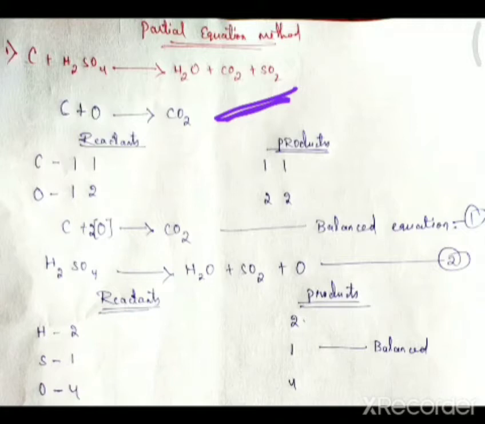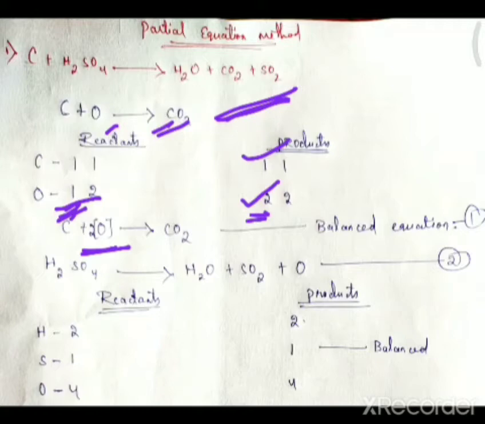So first we have written that carbon, only one is there, then oxygen also one is there. Then the product side, carbon 1 and oxygen 2. So you can see that these two are not balanced. The oxygen is not equal on both sides. So what will we do? We will put a coefficient of two near oxygen in the reactant part.